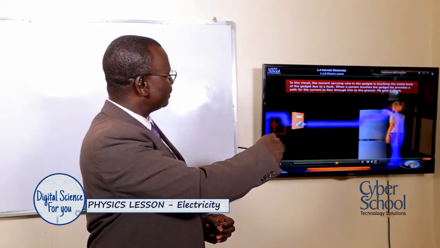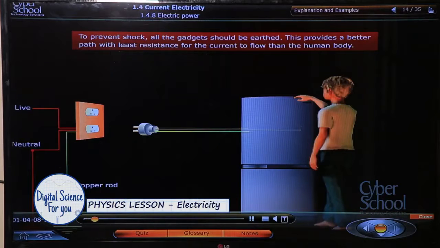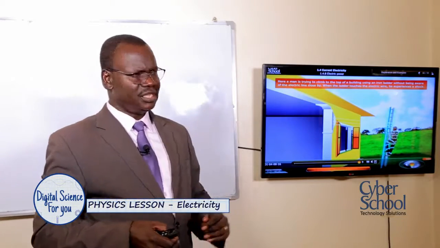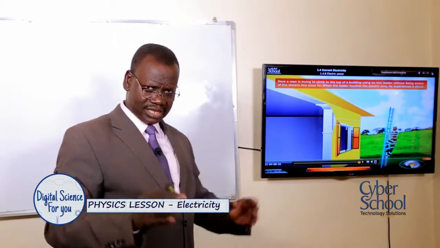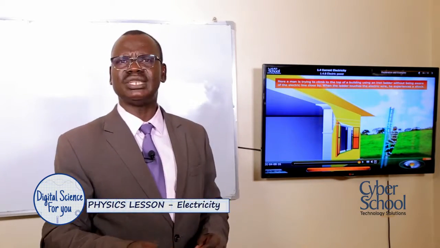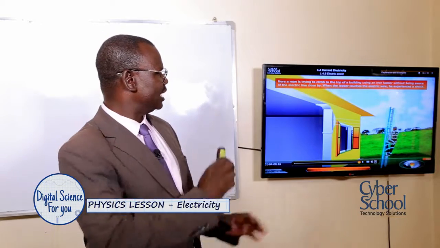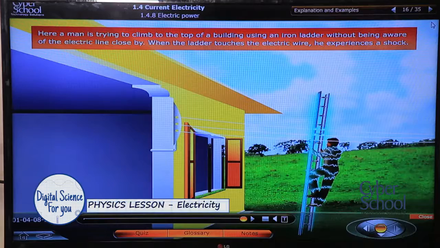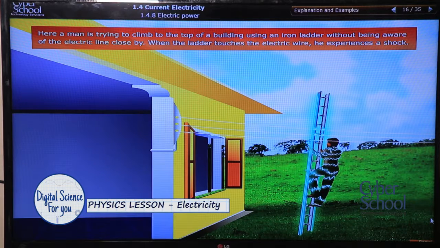Let us see the next illustration, and the next one. Let me show you the next. This man here, for example. In your house, be very careful. Things which are metallic should not touch metallic wires. You get electrocuted. And this, in Digital Science, brings out very, very clearly the dangers associated with touching electrical wires with your bare hands, and metal touching metal, because those are conductors.